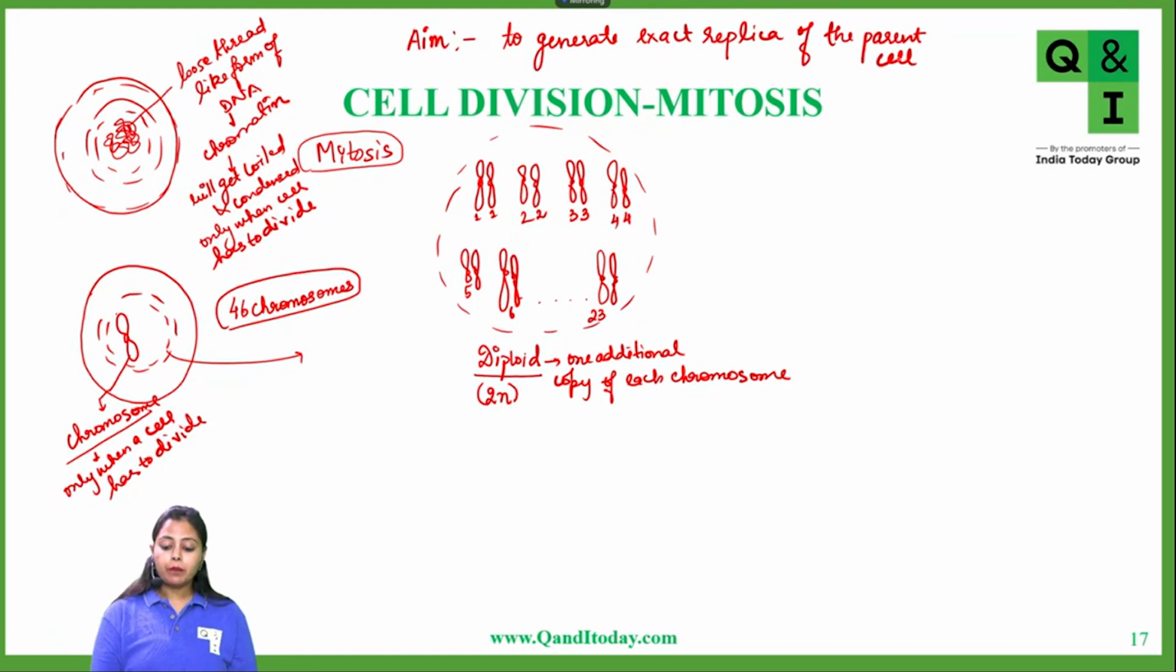Okay, that means now what I have drawn here is the nucleus. I have not drawn the entire cell. I have just drawn the nucleus here. Okay, I have just zoomed in on the nucleus.